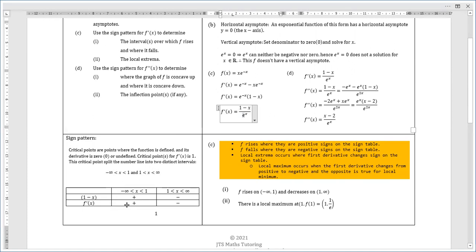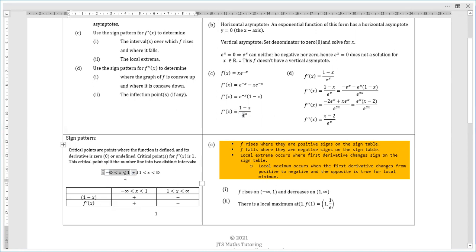So how do we arrive at this here? I'm simply going to plug in any number within this interval. For instance, let me plug in 0. So 1 minus 0, what I get there is 1, which is positive. Plugging that into this function, I get 1 minus 0, 1, and 1 over 1 is still positive. This is why we have a positive here.